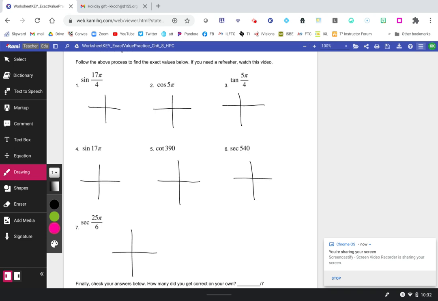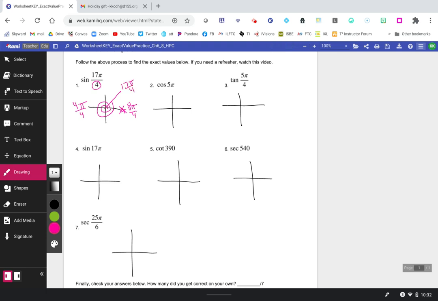Hey everyone, let's talk about problem number 1. So this is in terms of pi fourths. I'm going to step around my unit circle here, and I know over here I have pi, which would be 4 pi fourths, and over here I have 2 pi, which in terms of fourths would be 8 pi fourths. That's going to help me because as I go around my circle, I go 8 pi fourths, and then another 8 would be 16 pi fourths, so I have to go an additional pi fourths, or 45 degrees. So over here I have the angle 17 pi fourths.